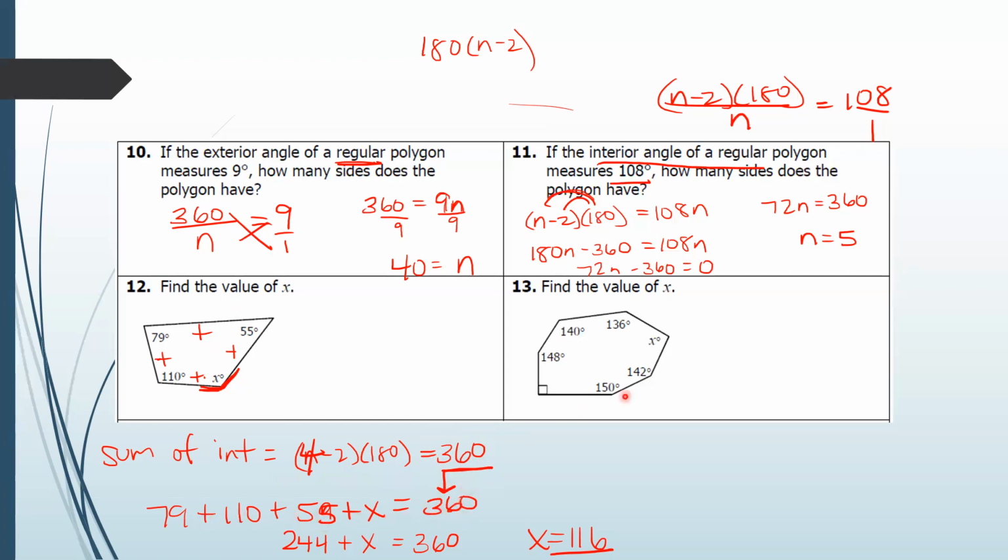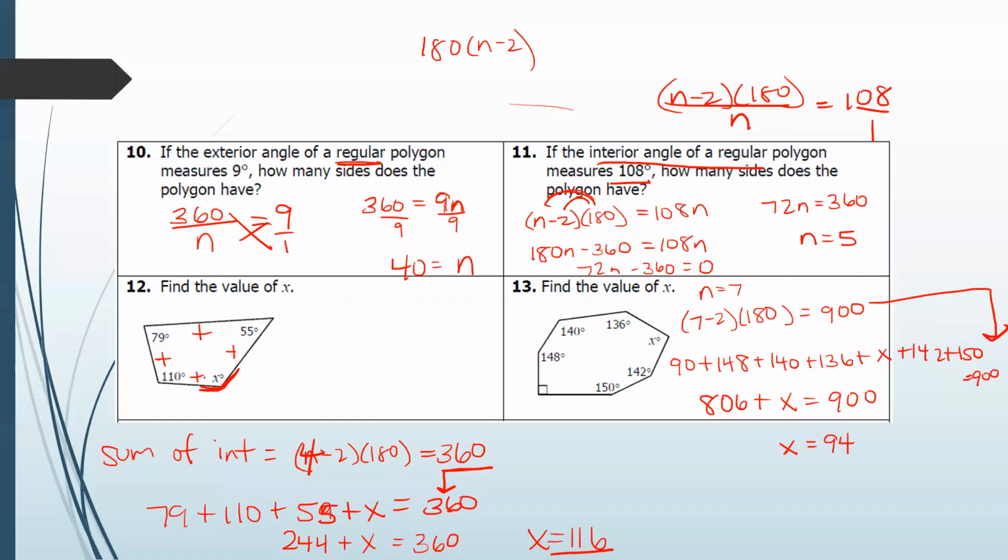Okay, I'd like you to try number 13. Try it out, and then I will go over it. Okay, so use that sum of interior angles equation, figure out what all these angles should add up to, then actually add them together and figure out what that missing angle is. Try this one now. Did you get that missing angle x is 94 degrees? If you did, great job. If not, let's see if we can find your mistake.